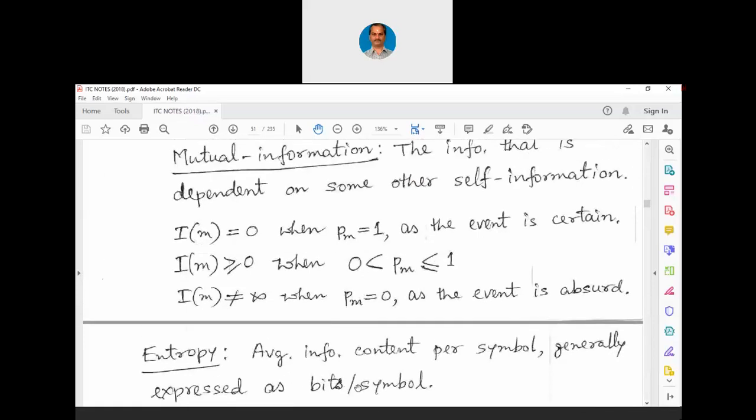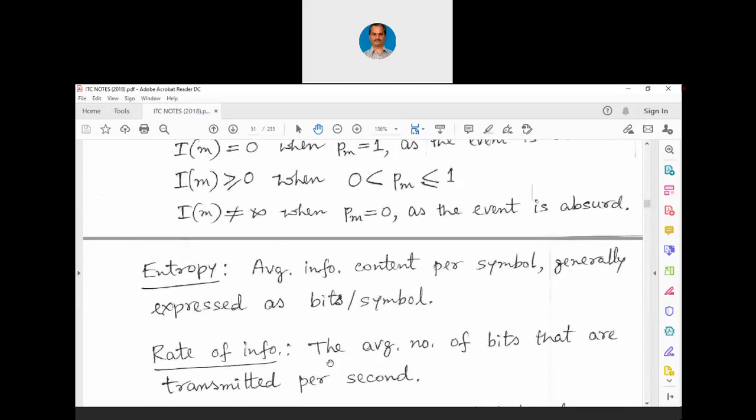Entropy is defined as the average information content per symbol, generally expressed as bits per symbol. And the rate of information is the average number of bits that are transmitted per second.